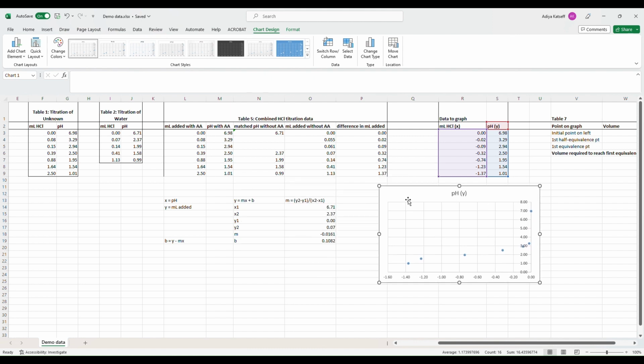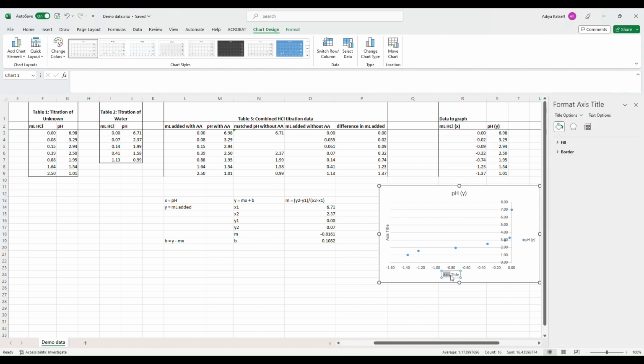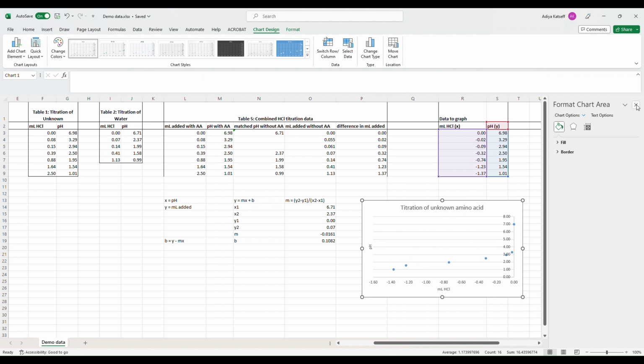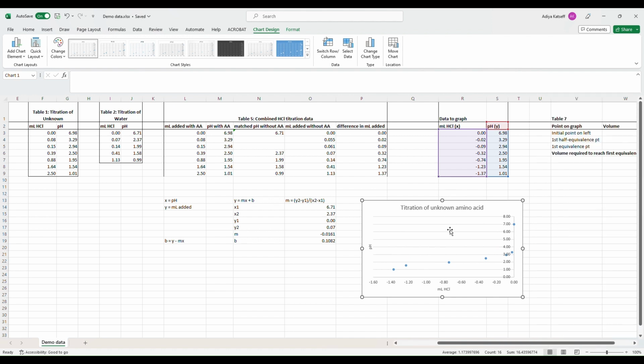And then for any graph, we want to make sure that we have our axes labeled and the graph titled properly. So to do that, we can go into the quick layout menu here and select the first one. For our x-axis, we know that it's our moles of HCl. For our y-axis, we know that it's our measured pH, and our title of our graph can be something like titration of unknown amino acid. We don't need this legend here, we can just delete it, and now we have a pretty okay looking graph. And that can help us to sort of visualize what's going on.